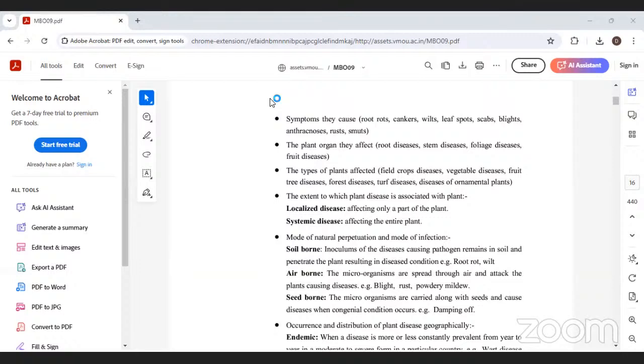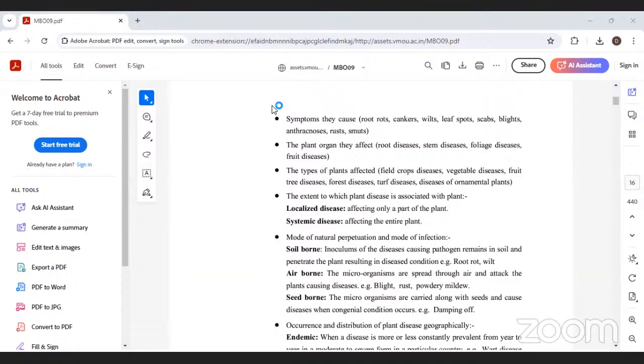Localized disease is affecting only a part of the plant, but systemic disease is affecting the entire plant. The entire plant is affected.